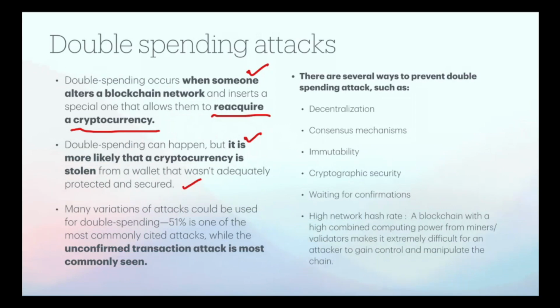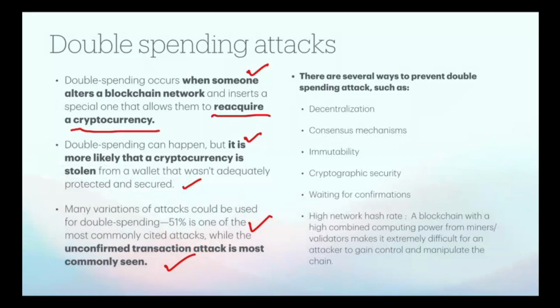Now, since it is two times, either he gets a refund of money along with one coin, or sometimes for one payment he gets two coins. That means he's stealing a cryptocurrency. This kind of attack we generally call a double spending attack. Many variations of attack could be used for double spending. The 51% attack is one of them. The unconfirmed transaction attack is most commonly seen.